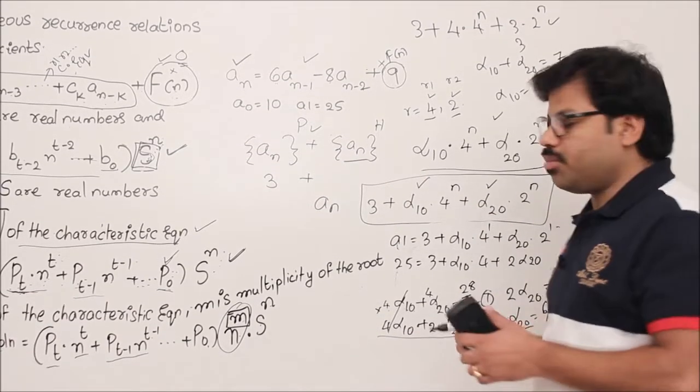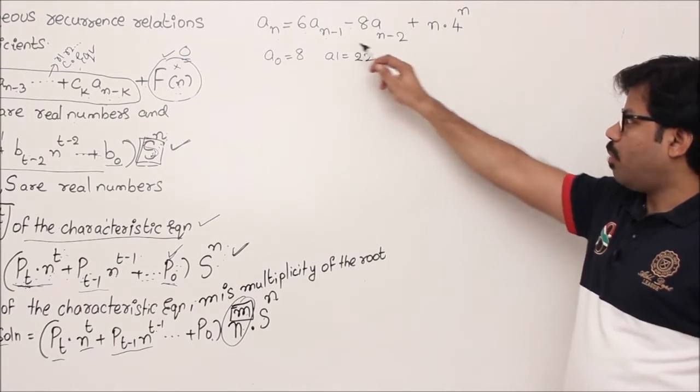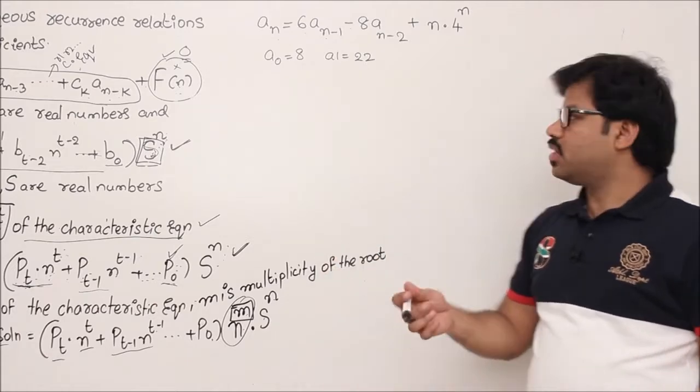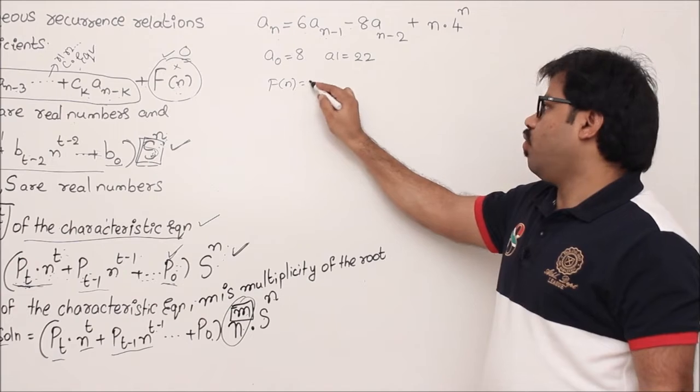That's it. Let's see one more example. The problem is a_n = 6a_{n-1} - 8a_{n-2} + n·4^n. Up to here it is the same. So we are trying all different cases. Here f(n) is in the form n·4^n.